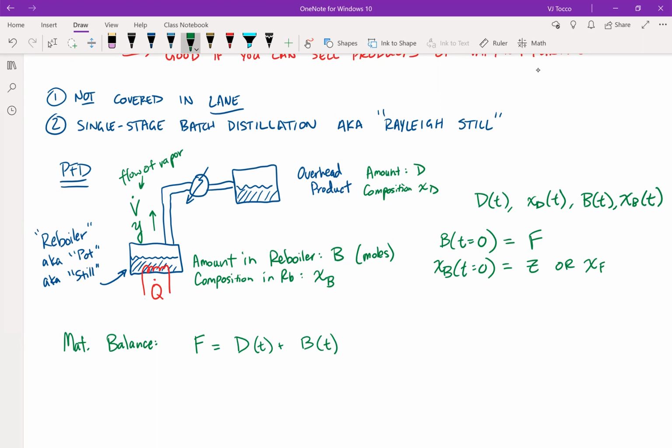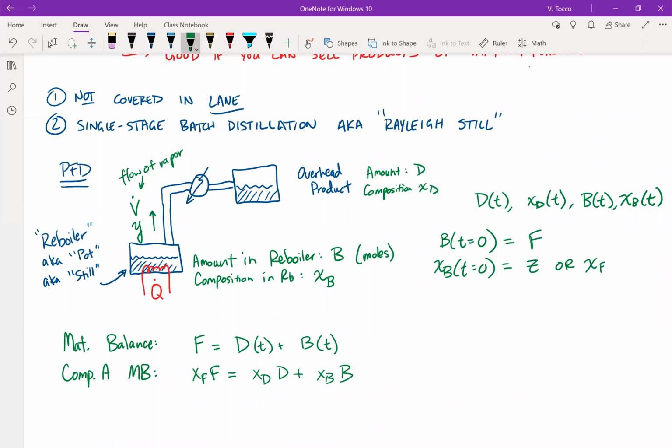I can also write a component A material balance of the same form, which is equal to XF times F, or Z times F. Remember, I'm going to use two variables to mean this, not on purpose, but sometimes they'll interchange, is equal to XD times D plus XB times B, where all four variables on the right-hand side are functions of time.